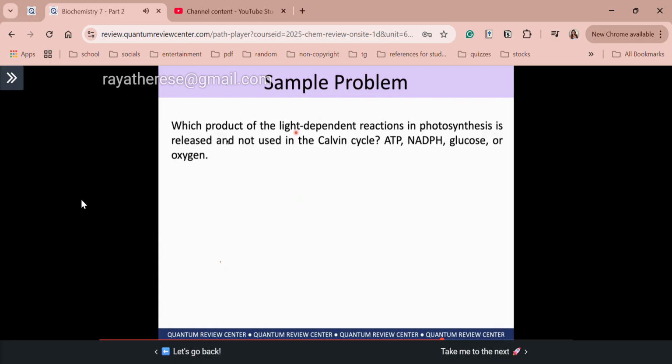Class, let's discuss. Again, the products of our non-cyclic or Z-scheme are your ATP, NADPH, and oxygen. Right? Sir, we can already eliminate glucose. Yes, class, we do not produce glucose in our light-dependent reactions. Alright, so now we are left with these three products. And recall, ATP and NADPH, we actually use in our Calvin cycle to power your second and third reaction. So sir, you eliminated them. Yes, that is not the correct answer.